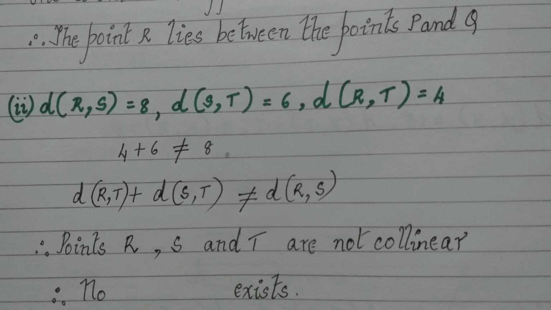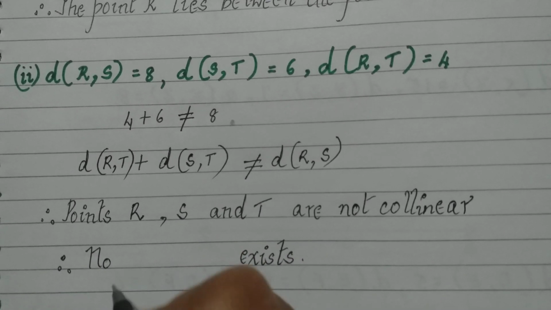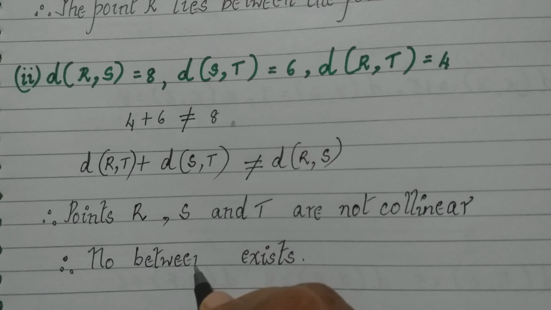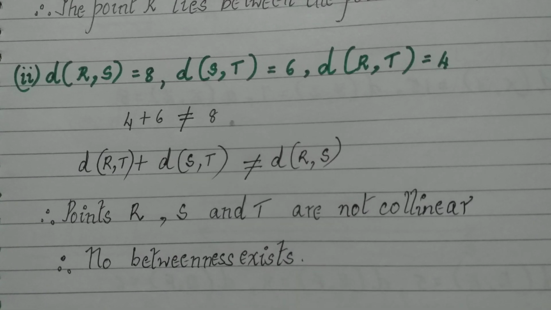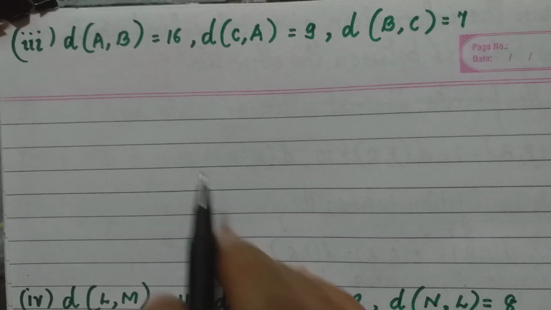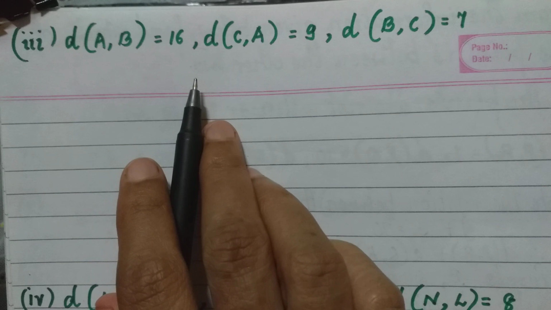So if they are not collinear, can there be any betweenness between R, S and T? That is, one point lying between the other two? No. Therefore, no betweenness exists. Okay, this is the second sub-question. Going to the third sub-question.